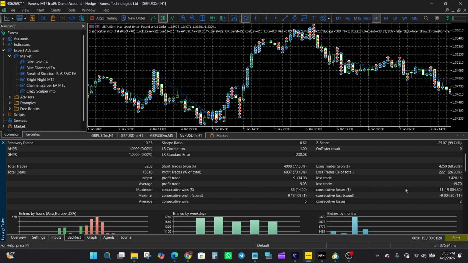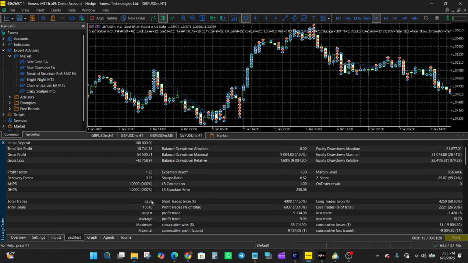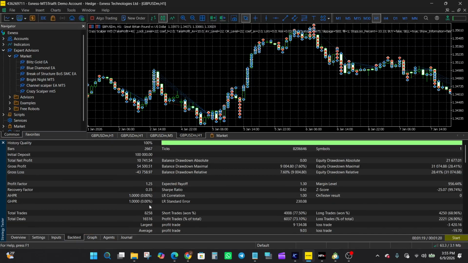Okay, so based on this information here, the risk to reward ratio on average is poor. You can see the difference between the average profit and the average loss. And when you put that side by side with the win rate, because the win rate is actually good, it's not surprising that out of 8,258 trades, about 10.74% profit was made over the space of 5 months. All right.